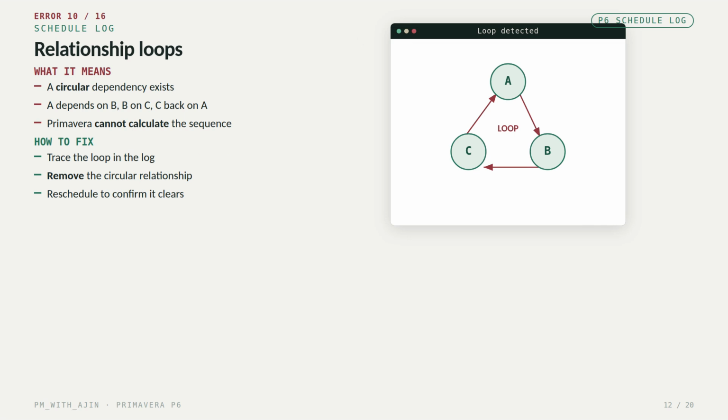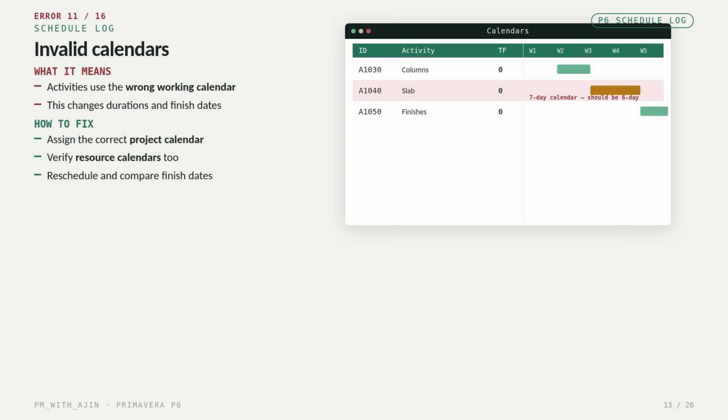Error 10. Relationship loops. This is a circular relationship. For example, activity A depends on B, B depends on C, and C depends back on A. Primavera cannot calculate this sequence. To fix it, trace the loop in the log and remove the circular dependency. Error 11. Activities with invalid calendars. Activities may be using the wrong working calendar, which changes their durations and finish dates. Assign the correct project calendar and verify the resource calendars as well.